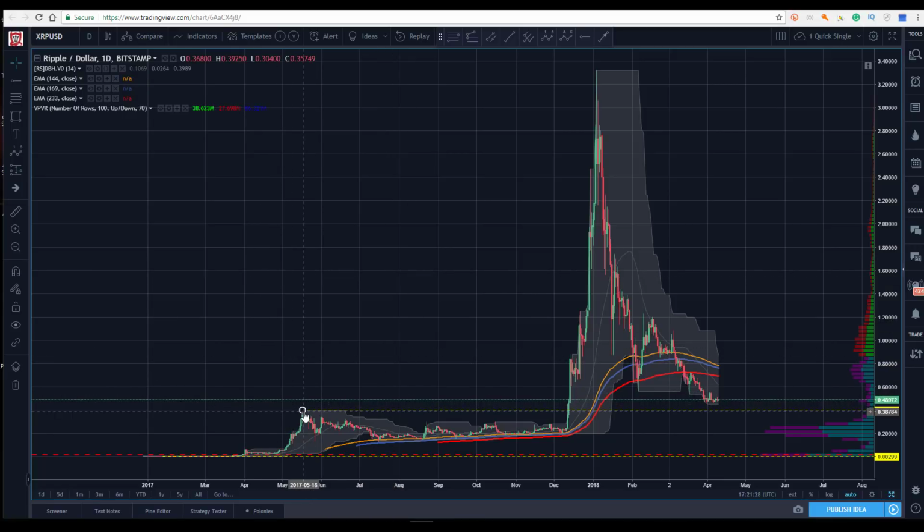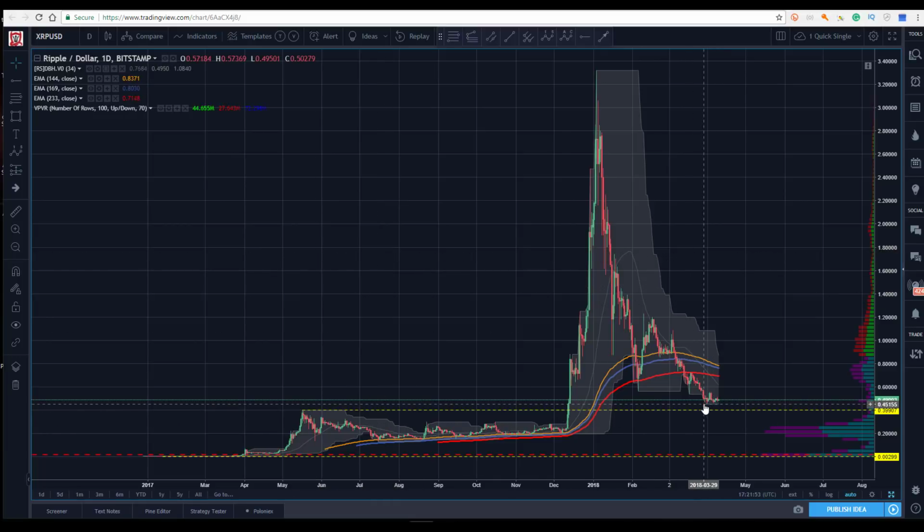Okay, where do I have some structural support, potential resistance? Well, I'm coming pretty close to that, so I've got a range here. I wouldn't be trading this as a 1, 2, 3, 4. I just consider this a full round trip. Spike up, we got to 3.35, and now we're all the way back to 50 cents.